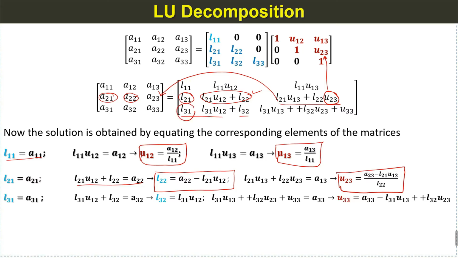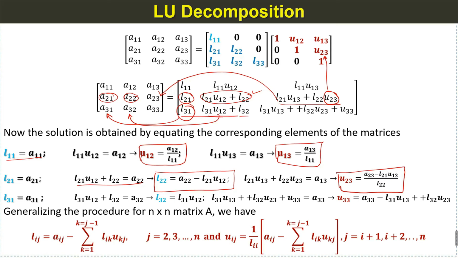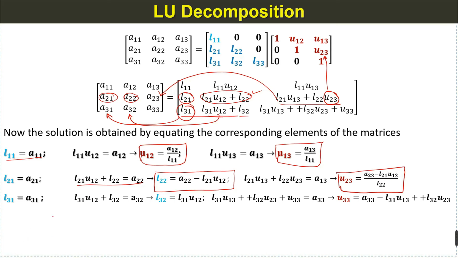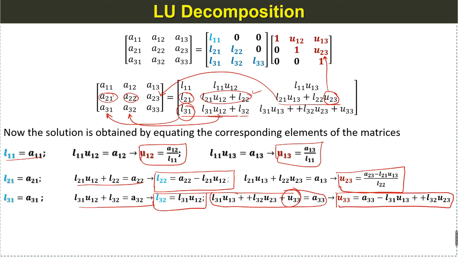Next, for this row we will equate L31 to A31, and this one to A32, and we simplify this. Okay, so we can see this will be equal to this one, and this will be equal to this one, and we again simplify this equation for this unknown value, and this is the simplified form.